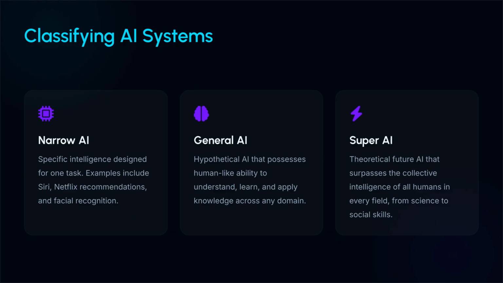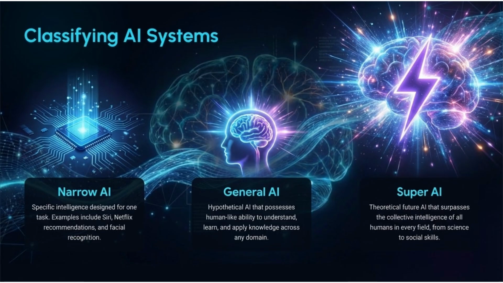AI systems are classified into three categories. Narrow AI is designed for one task, like Siri or facial recognition. General AI is hypothetical, possessing human-like intelligence across all domains. Super AI is theoretical, surpassing all collective human intelligence. This visual further illustrates the distinctions between narrow AI, general AI, and the theoretical super AI.